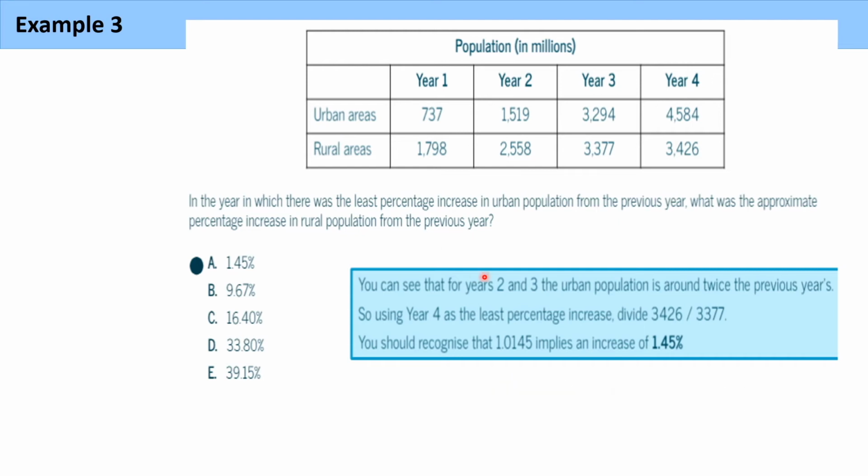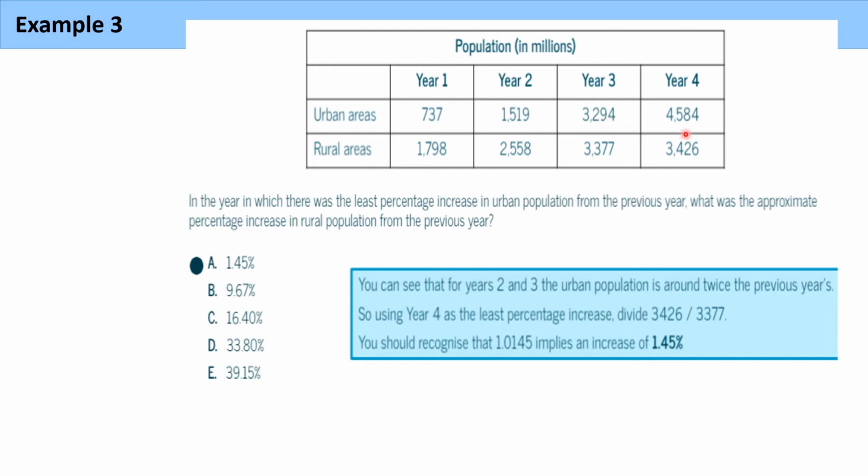Alright, so we see that the question is asking us to look for two different things. First we have to look at the urban population, and find the instance where there's been a least percentage increase in this population. So now we can eyeball it and work it out. Between first and second year, it's pretty much doubled, and we can see the same between year 2 and year 3. Then between year 3 and year 4, the increase is a lot less in terms of its percentage. So these are the years we're looking for the difference in between.